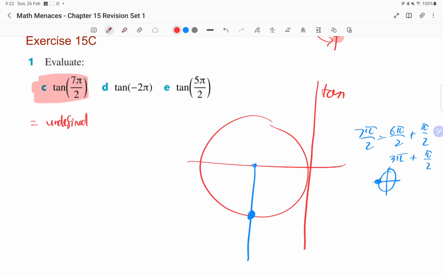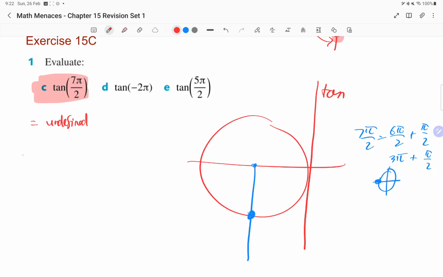In fact, anytime you get tangent of an odd multiple of pi on 2, like 7 pi on 2 or 5 pi on 2, it will be 90 degrees or 270 degrees, and it will be parallel. How would you do that, like how the teachers explain it's sine over cos? How do you do that?